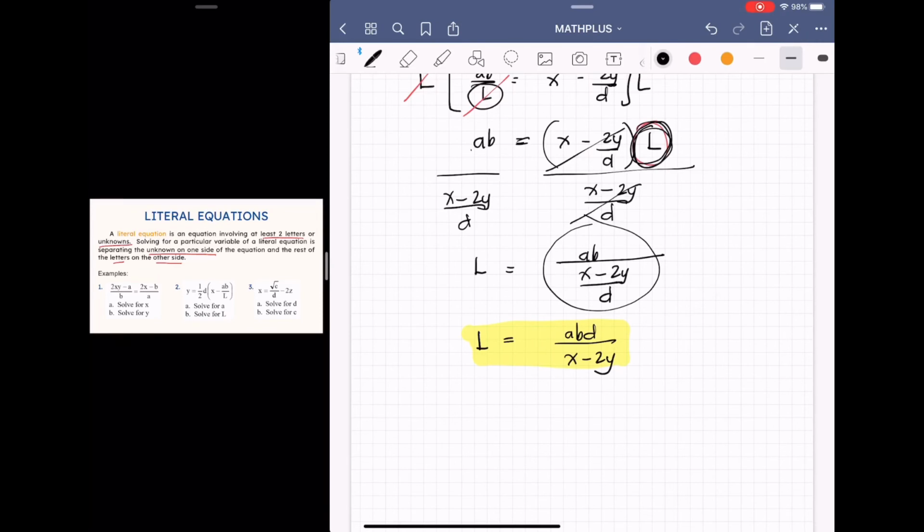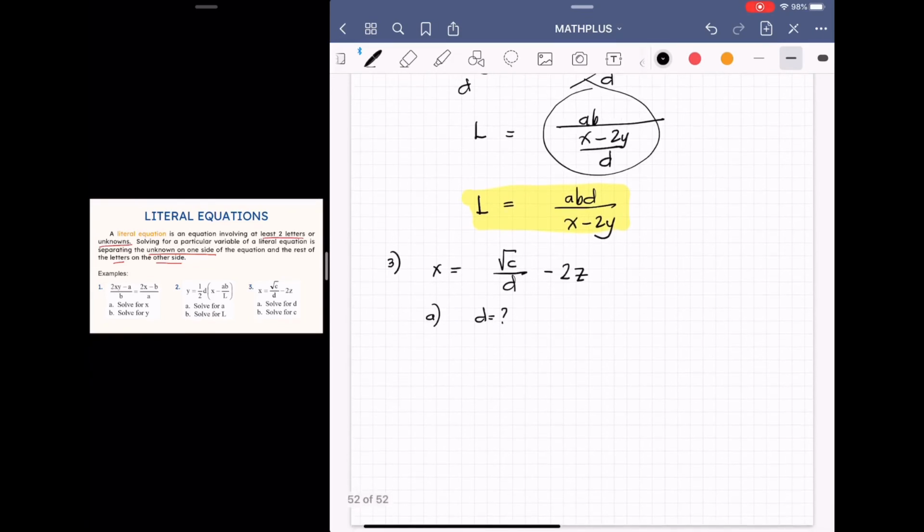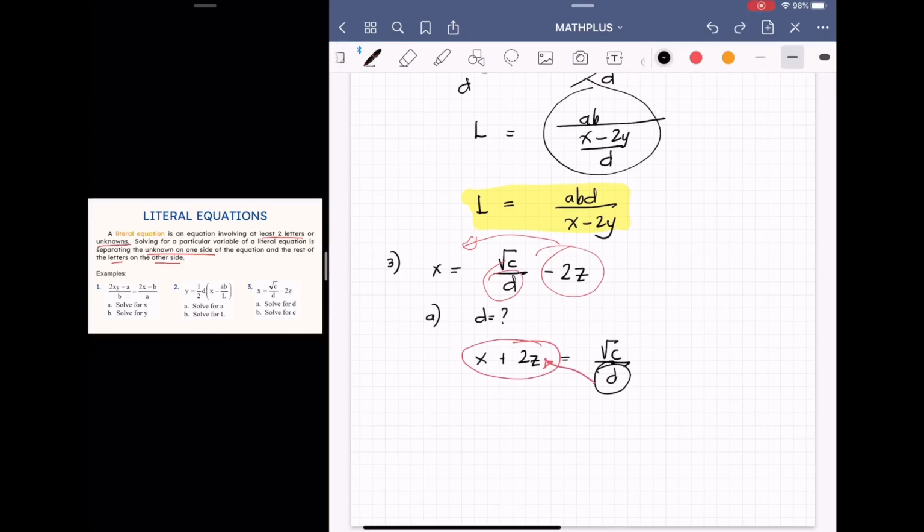Now, let's move to our third question, which is x equivalent to the square root of c all over d minus 2z. And first, we are being asked to solve for d. So for me to be able to solve for d is on the right side of the equation. So what I'll do is just move this to the left, and that will result to x plus 2z equivalent to the square root of c all over d. If I'm solving for d, I can just cross multiply this to the left side. So that would be d equivalent to the square root of c all over x plus 2z. And there I have it, the value or the equation for d.